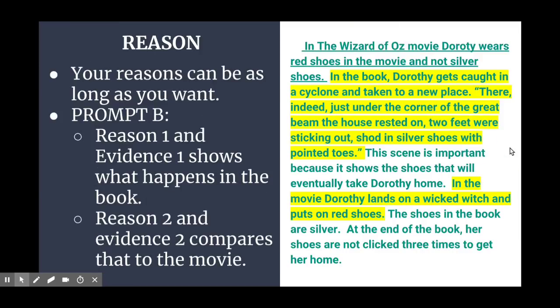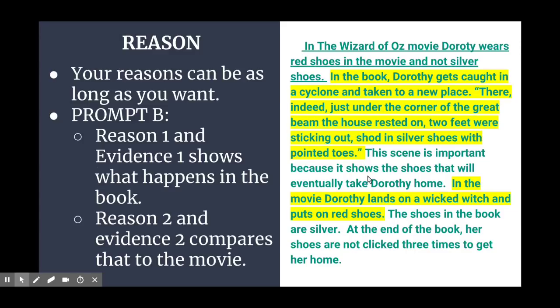If you choose prompt B, then you are comparing and contrasting what happens in the movie to the book. So, your first reason and your first evidence should be about what happens in the book, just like you see in this example. And reason 2, evidence 2, compares that to the movie.